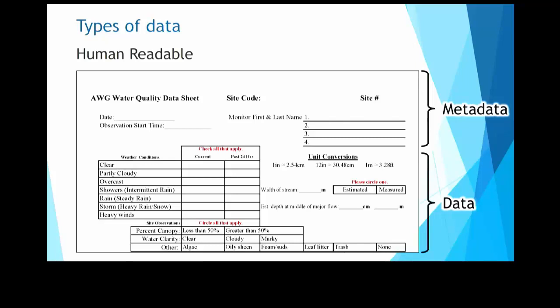Another thing to think about is human readable data, which is the stuff on forms. This is the quality data sheet that was provided to me, and the top portion is usually where all your metadata is. That's the stuff that you collect at the beginning of a survey to remind you who to talk to, and there's a question about what happened that day. Then all the measurements below that are the data themselves.